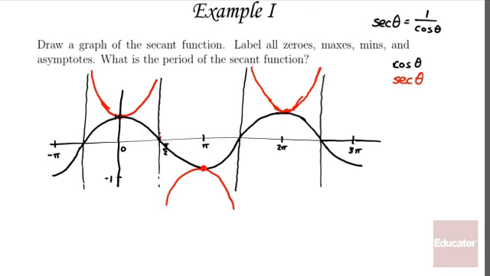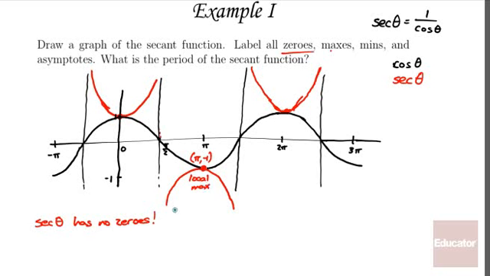Let me label all the things we've been asked to label. First of all, the zeros. Well, the secant theta has no zeros because it never crosses the x-axis. So there are no zeros to label. Maxes, all local maxes of the secant function. Well, here's one down here at pi, negative 1 is a local max.